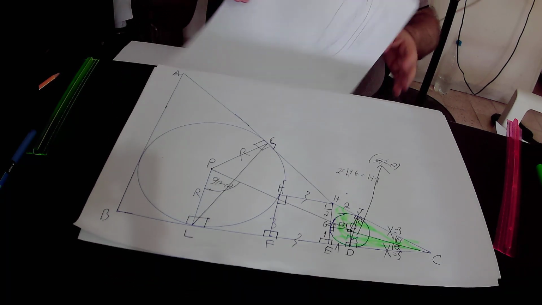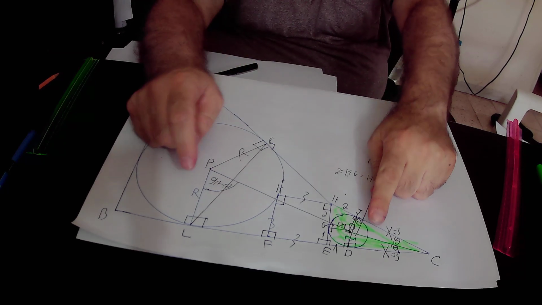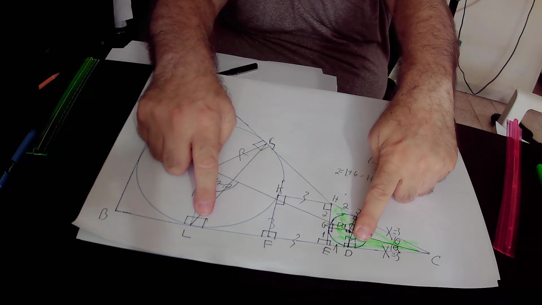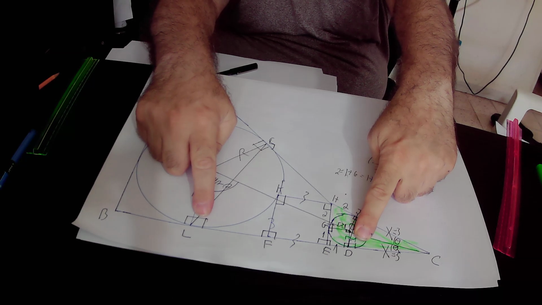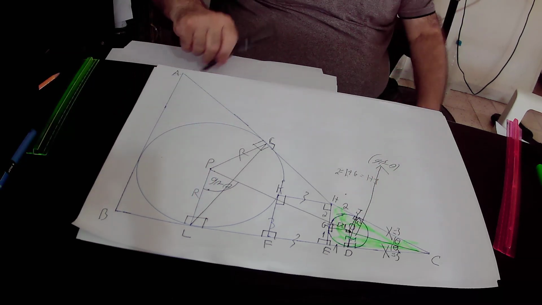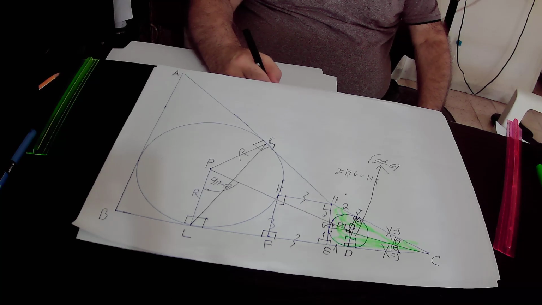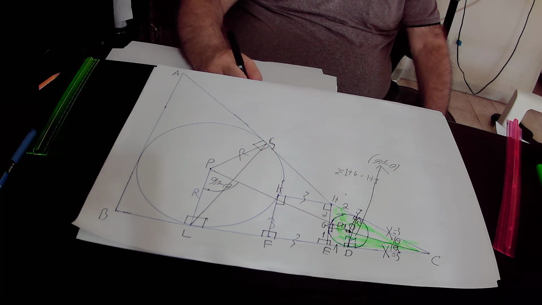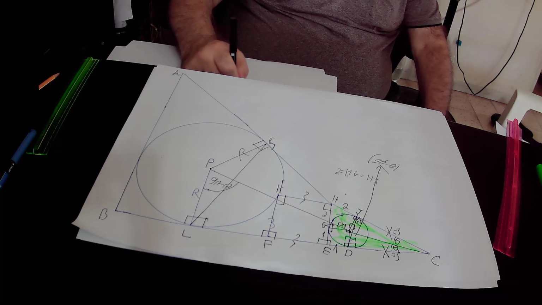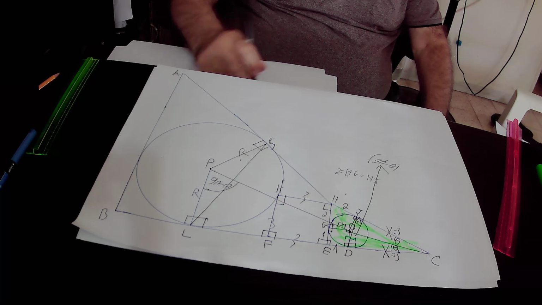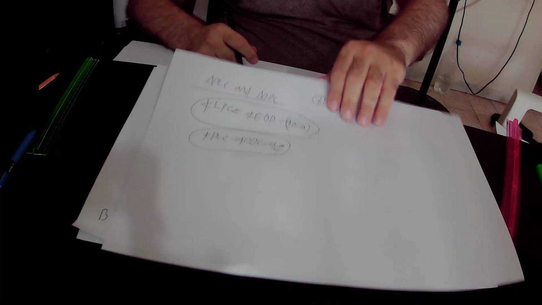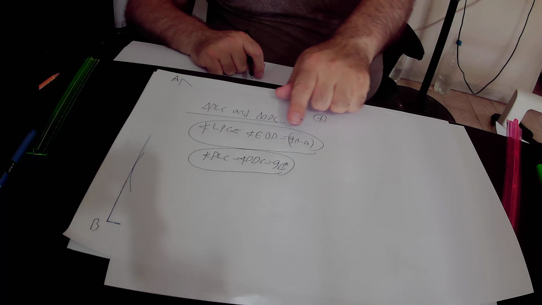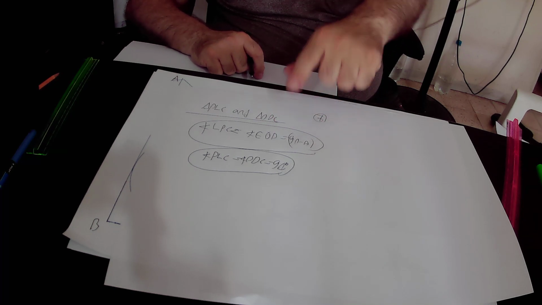In addition, we have those two angles that are both equal to 90 degrees, therefore they are equal to each other. So angle PLC is equal to this angle, which is actually angle ODC. Repeat again: angle PLC equals angle ODC. They are both equal to 90 degrees, therefore they are equal to each other.